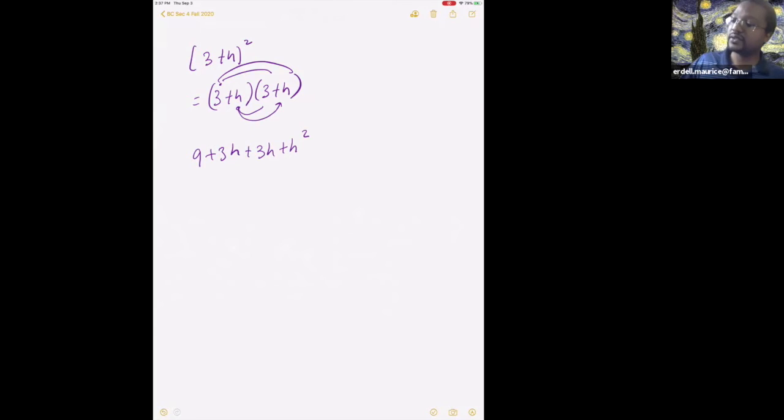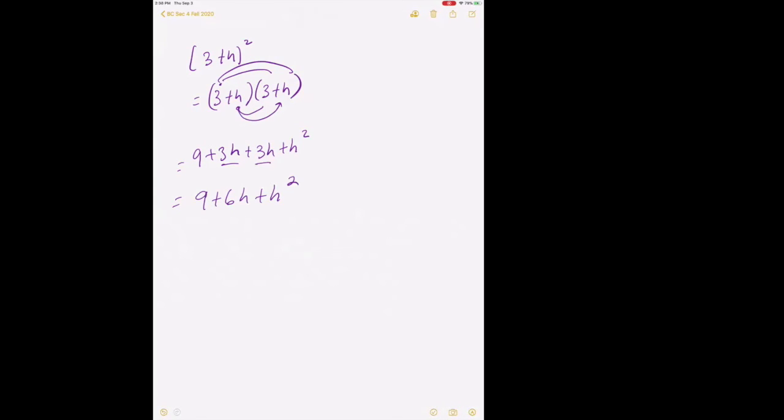The two middle terms are like terms, and so I can add them together. So that gives me 9 plus 6h plus h squared. Y'all remember how to do this from college algebra? Yes. Keep bringing that class up. It's like one of my favorite classes.